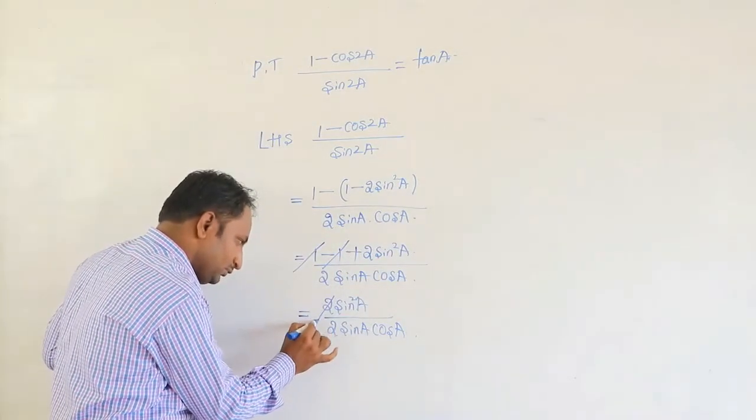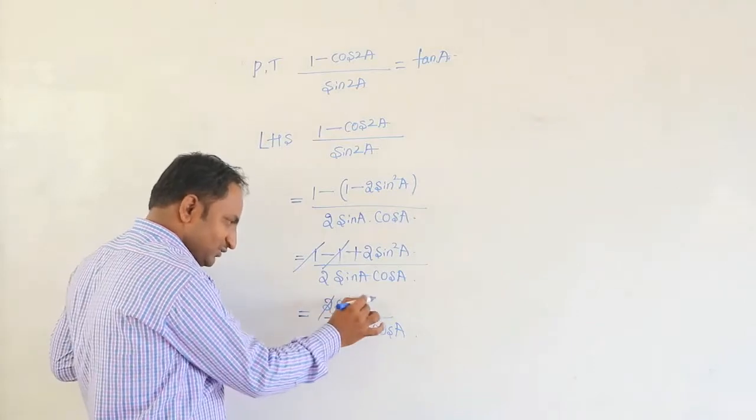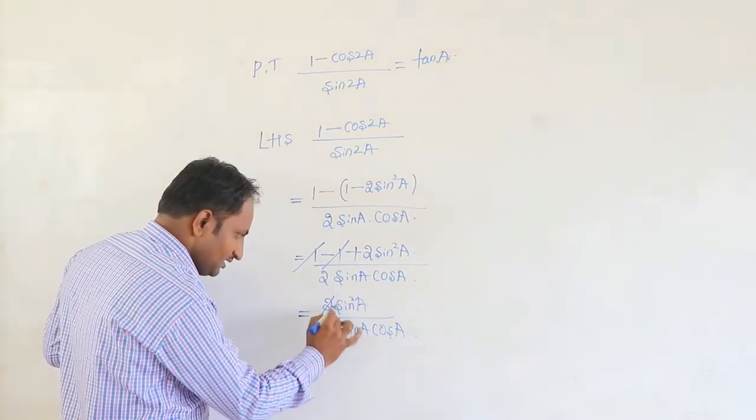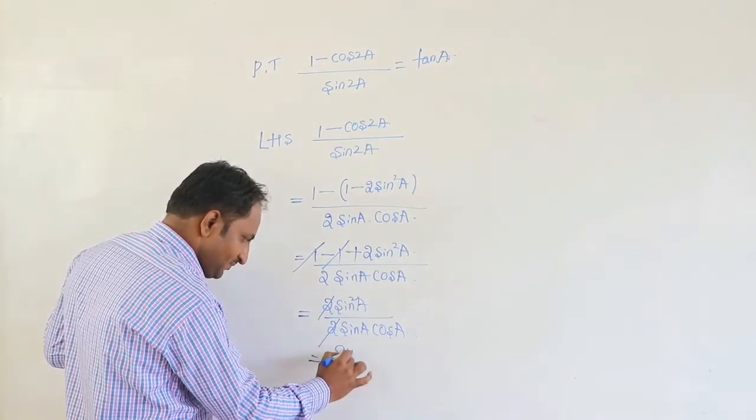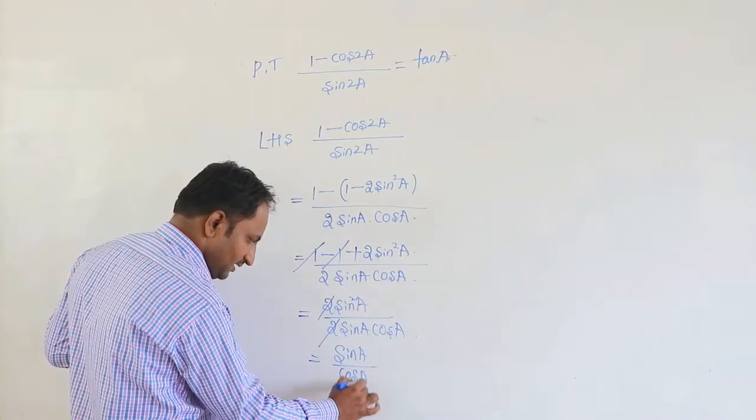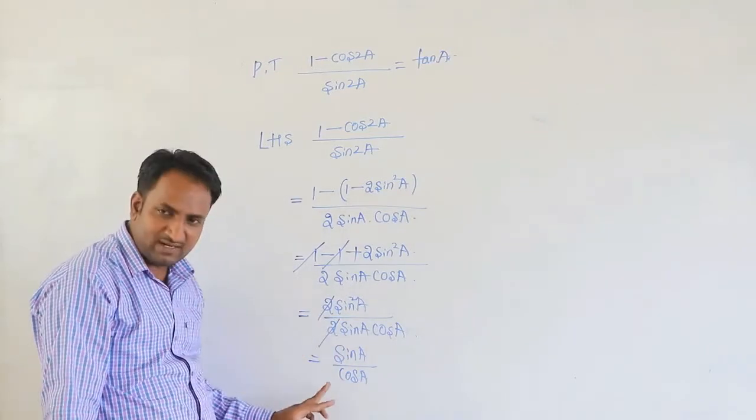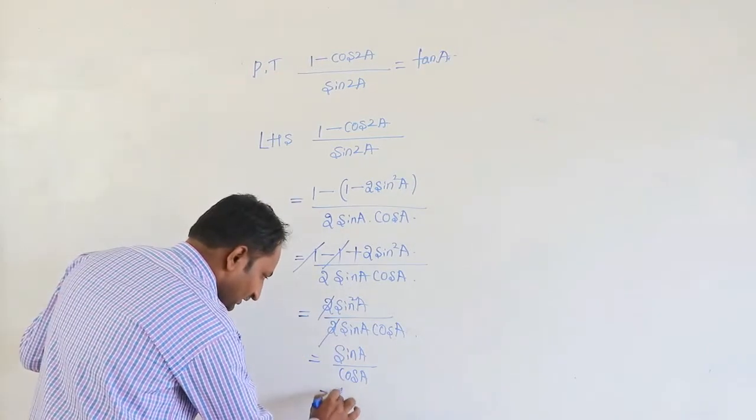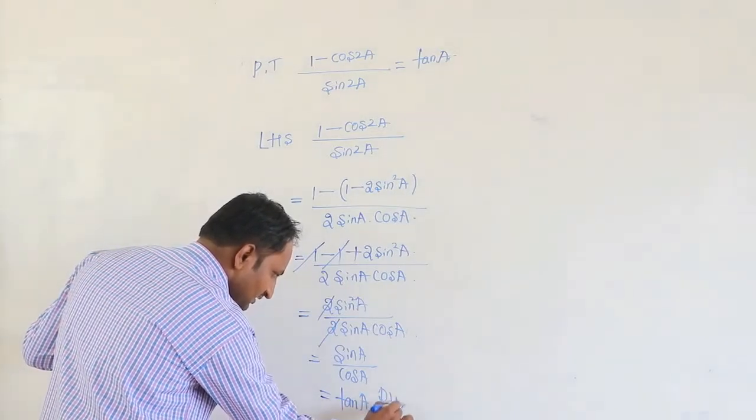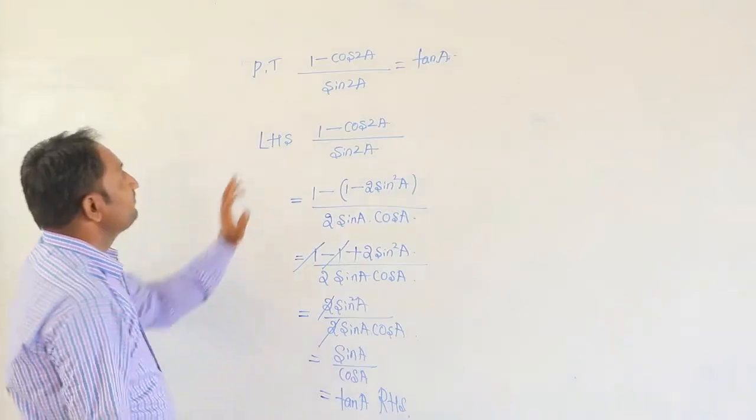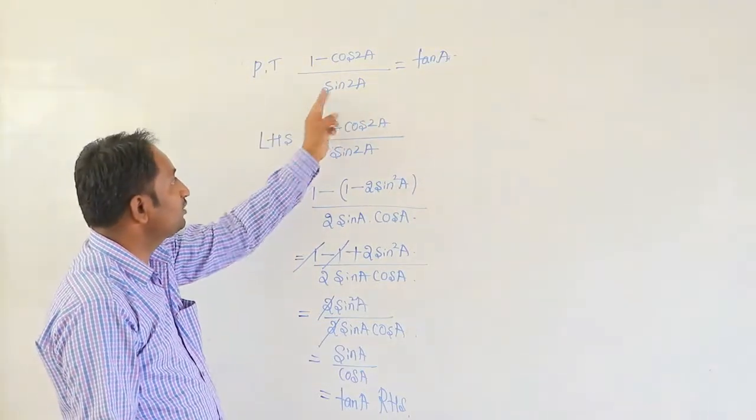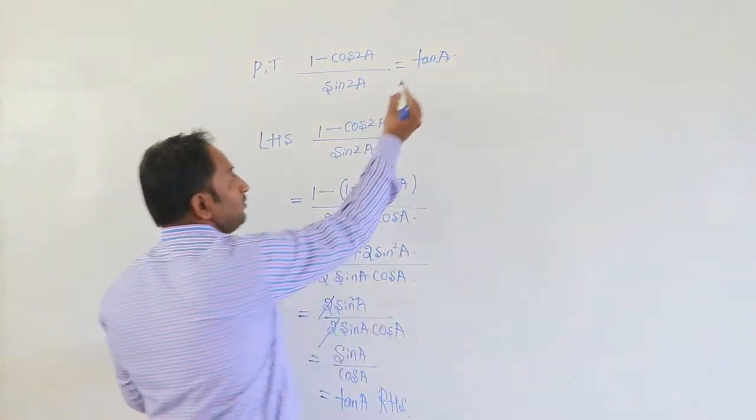Here 2 get cancelled. Sin square a divided by sin a. One sin is cancelled. That implies sin a divided by cos a. Sin a divided by cos a is equal to tan a. That is RHS result. That is RHS.